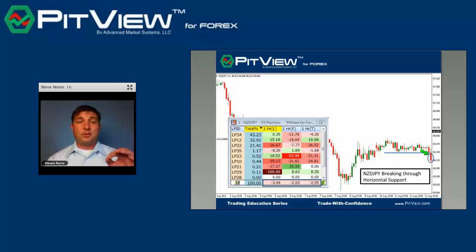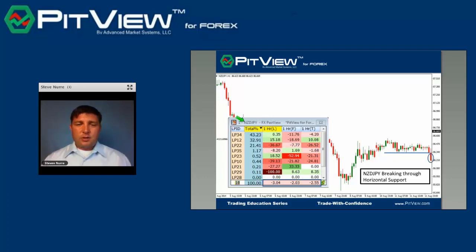Remember, when you sell New Zealand yen, you want the exchange rate to go down, which would mean a weaker New Zealand and a stronger yen. And both global and group view have confirmed a stronger yen at this point from a liquidity provider standpoint. At the same time that it breaks through the horizontal support level, we look at the leaders, the followers, and the totals, and we show that those also favor the yen.